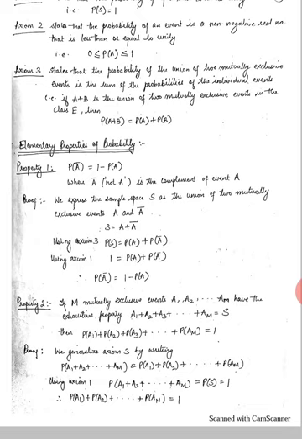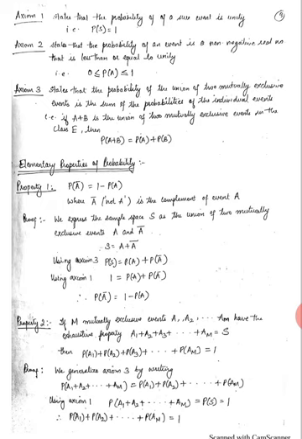Axiom 3 states that the probability of the union of two mutually exclusive events is the sum of the probabilities of the individual events. That is, if A plus B is the union of two mutually exclusive events, then P of A plus B is equal to P of A plus P of B, which we have just shown as an example in the previous case. So in summary, in this class we have defined just the basics of probability theory, all the definitions. In the next video we'll do the elementary properties of probability and go further.